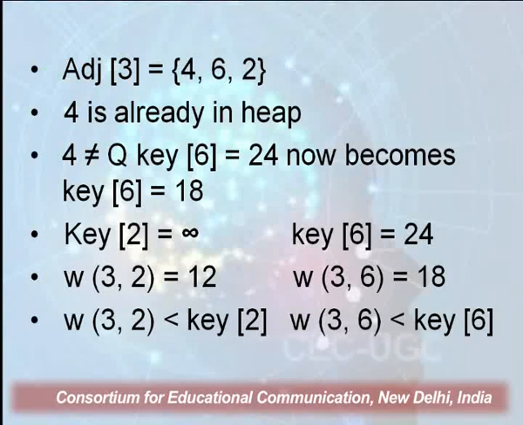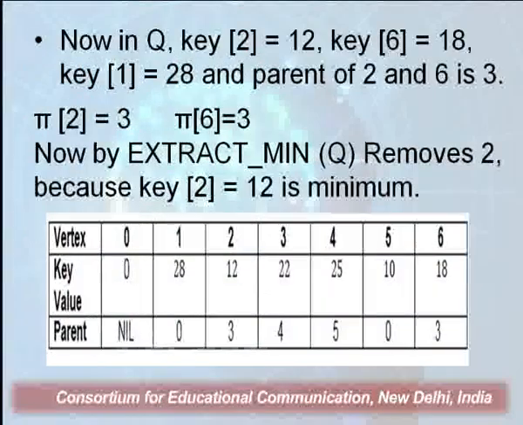Weight of 3 comma 2 is 18, which is less than 24, the already available key of 6, and all these procedures take place here. So now we have in our priority queue, as shown in the figure, the figure with the removed vertices. We have to be very careful about which vertices have been removed from here.